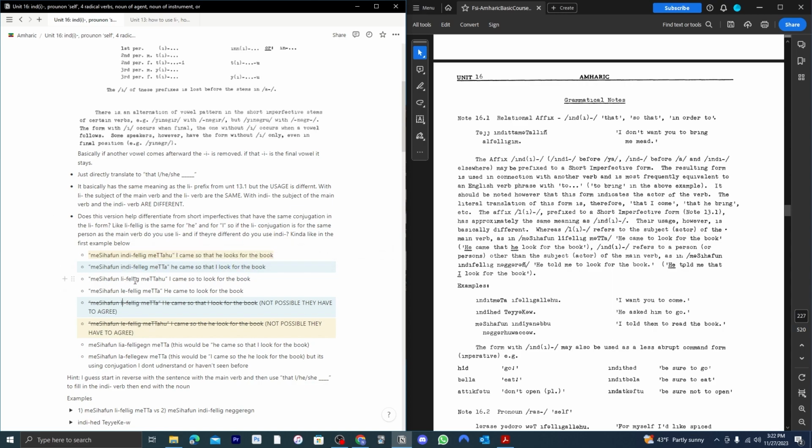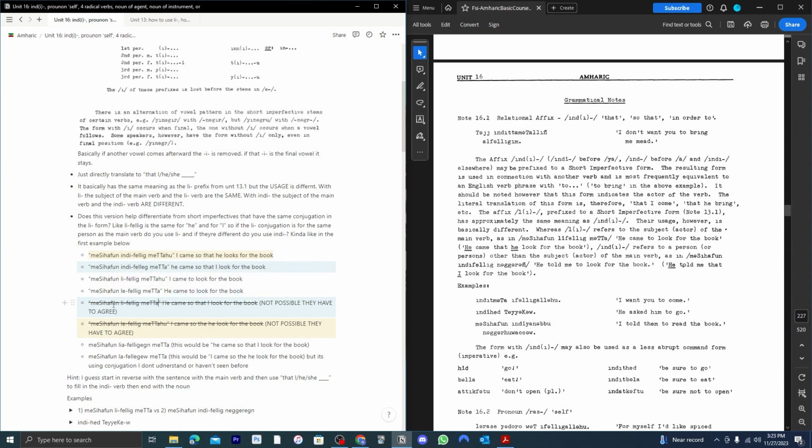Mesafun lifelig metau. So these two need to be about the same person. They need to both be about me. So I came so that I can look for the book. I came to look for the book. Right? Mesafun lefelig meta. So my dad was telling me that le and le are sort of the difference in pronunciations for I versus he. But the other thing is that you can just look at the end of this verb and you know they have to agree. So meta is he came, so he came to look for the book.